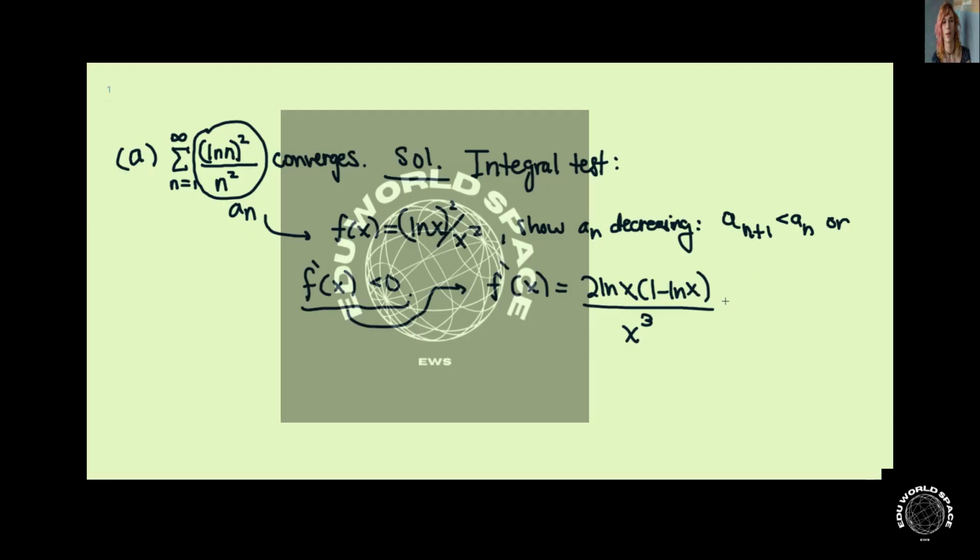which is eventually negative. Here, if you take x larger than e, this will mean ln x is bigger than 1, so that 1 minus ln x is negative. So f is eventually negative, the derivative is negative, so that means f is decreasing.